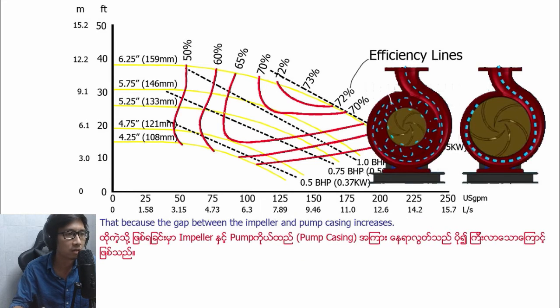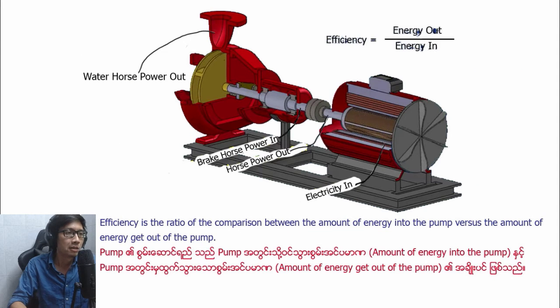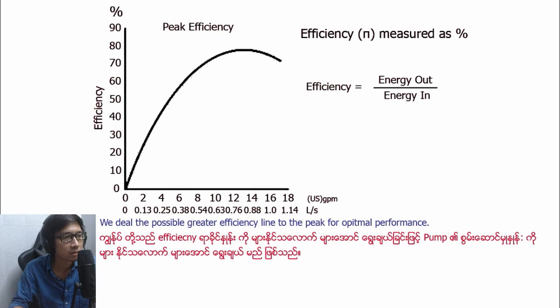That is because the gap between the impeller and the pump casing increases. The water circulates in this region and therefore wastes energy. Efficiency is the ratio of the comparison between the amount of energy put into the pump versus the amount of energy that gets out of the pump. We aim to operate along the greater efficiency line, near the peak, for optimal performance.